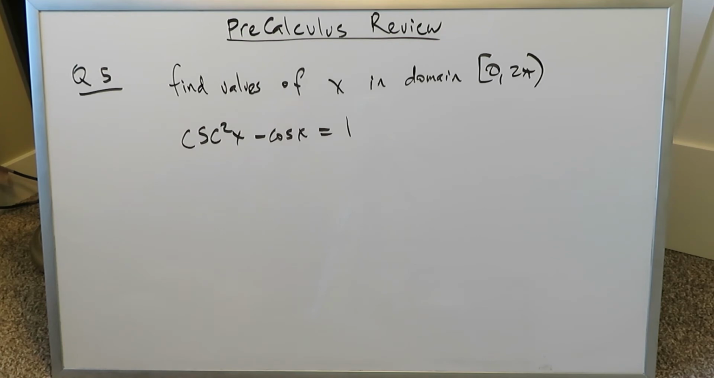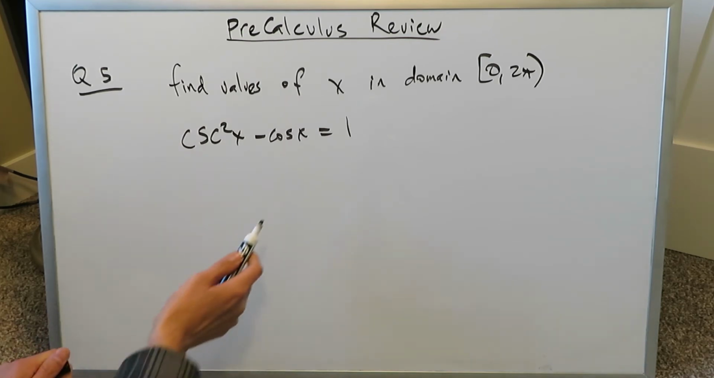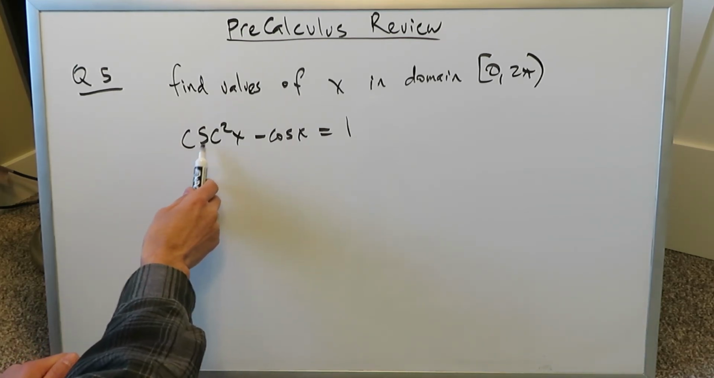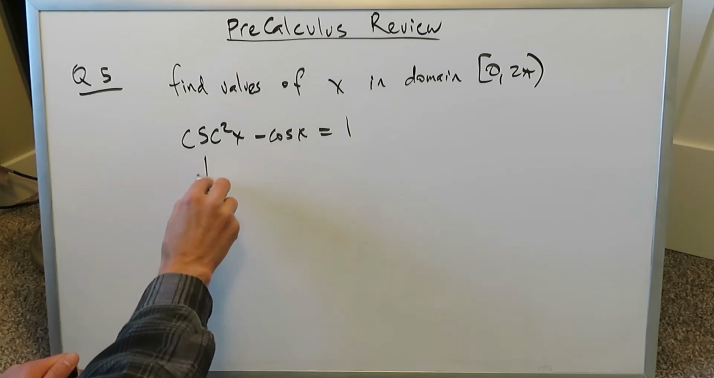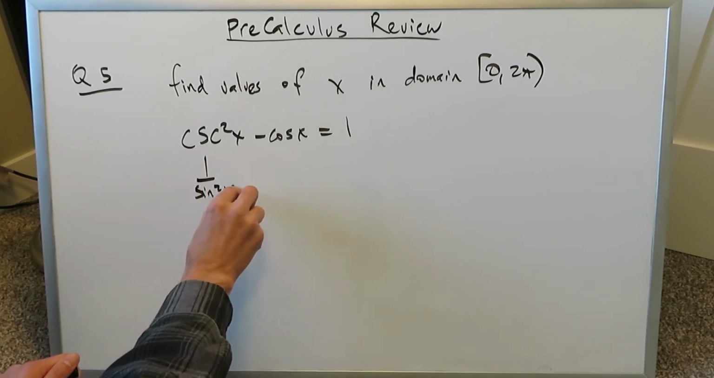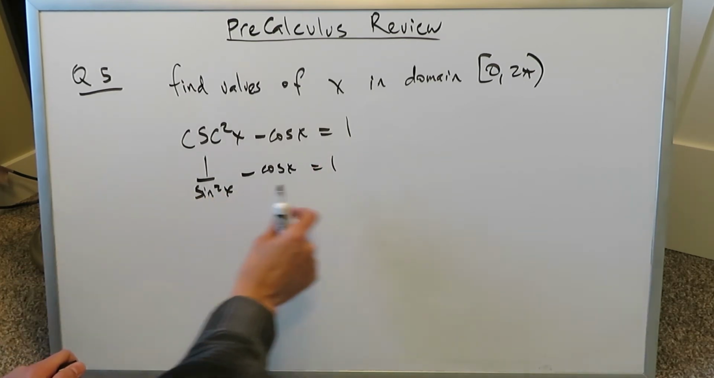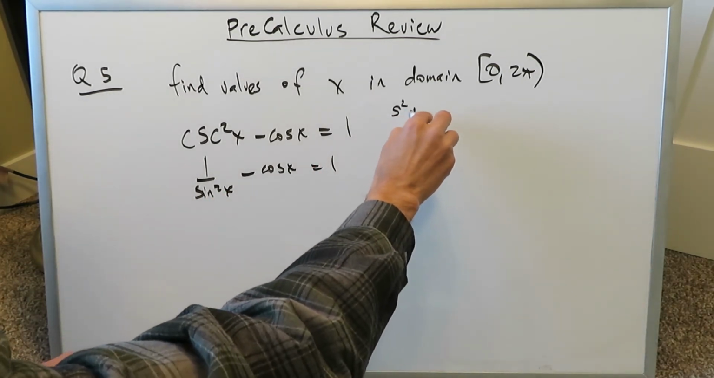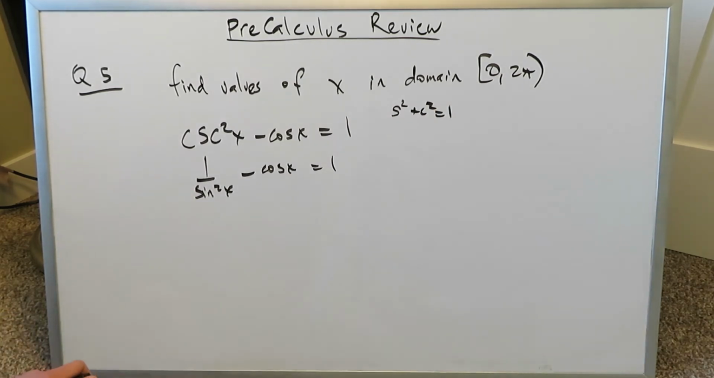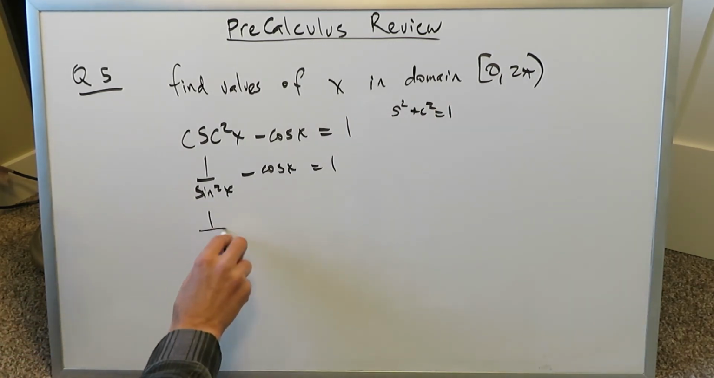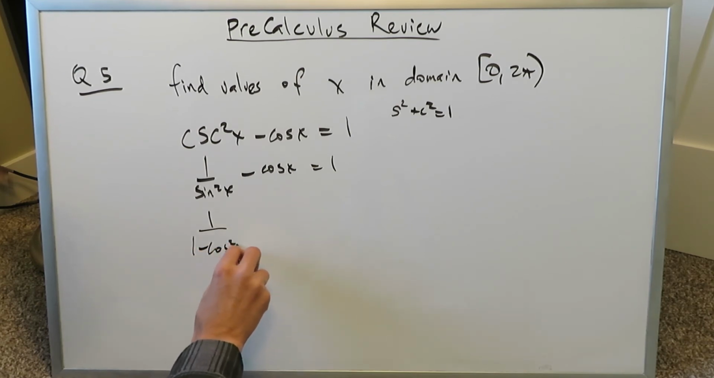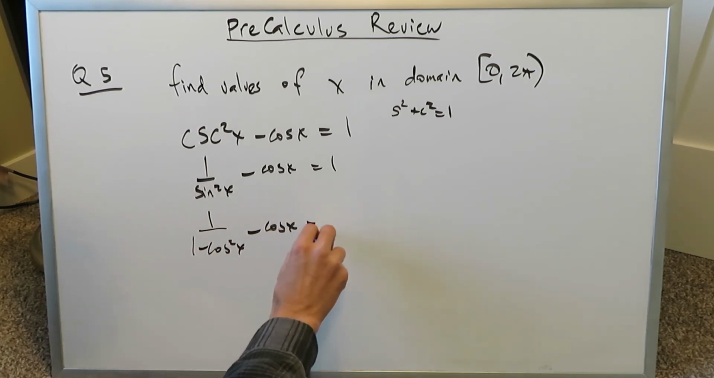When you see something like this, you want to convert everything into one expression, and it's easier to convert sine into cosine. This is the same as looking at 1 over sine square x minus cosine x is equal to 1. Use the Pythagorean identity where sine square x plus cosine square x is equal to 1. Sine square x is equal to 1 minus cosine square x. So this becomes 1 over 1 minus cosine square x minus cosine x is equal to 1.